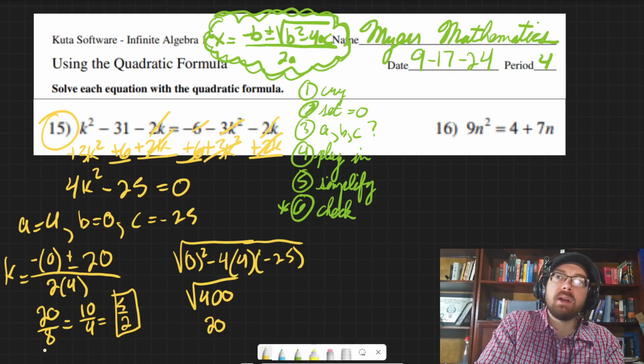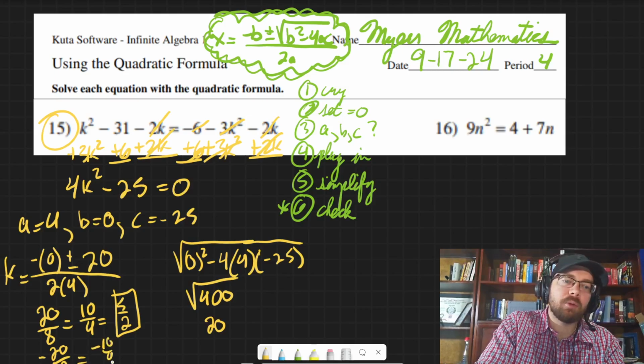And then the other one, will this even fit? This is going to be 20. Let's see if I can squeeze that in there. Okay, hold on. We got this. It's going to be negative 20 over 8, which is going to be the same thing, just plus or minus, right? So negative 10 fourths. Hopefully you guys can see that.